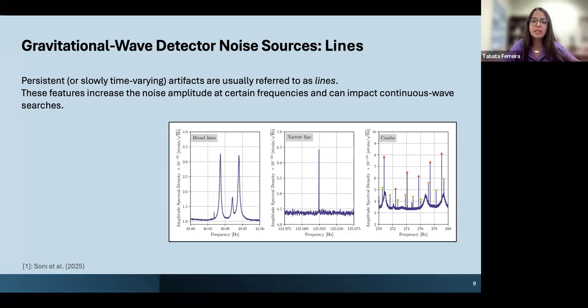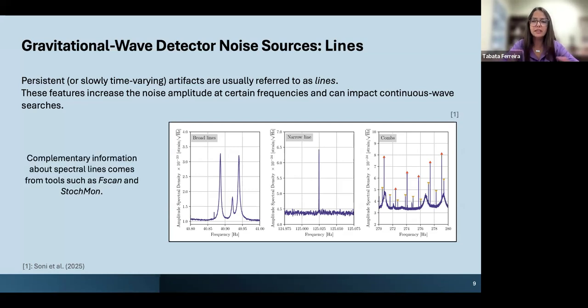Usually we can split the lines into three types. There is the narrow line, this one here, which has a very well defined frequency. We also have broad lines. As you can see, they are broader in frequency. And we have combs, which look like combs. We have repetitions at certain frequencies. For example, we have a comb that repeats every 1 hertz in the data.